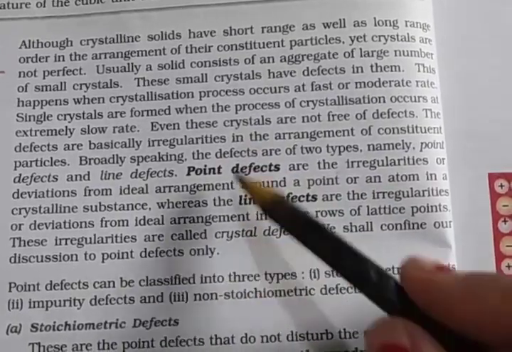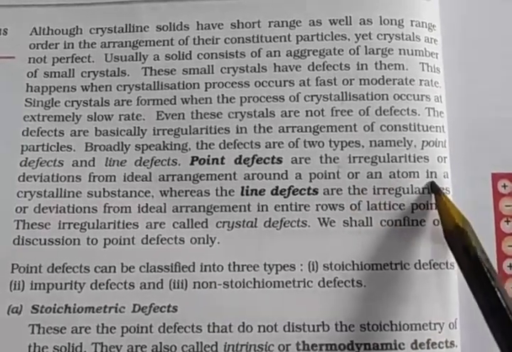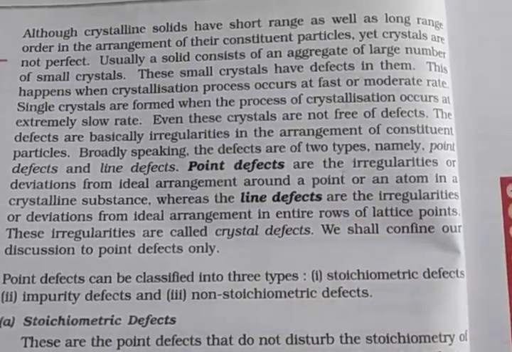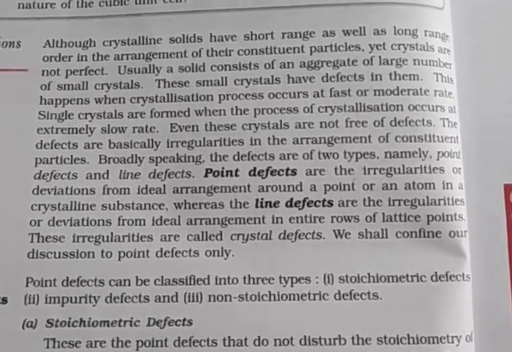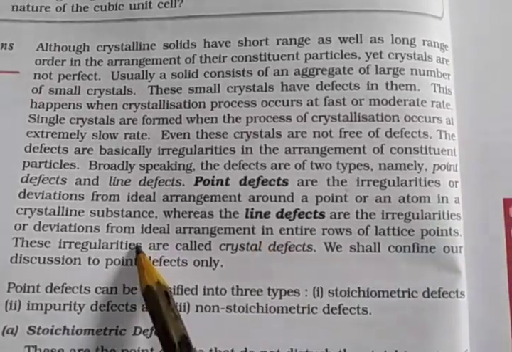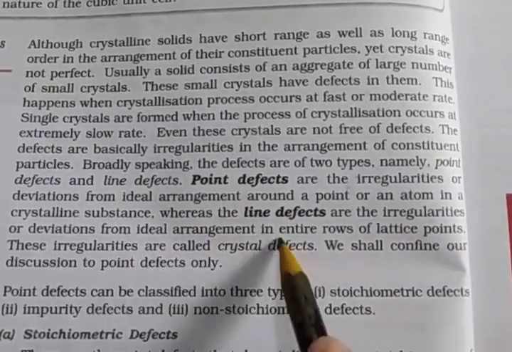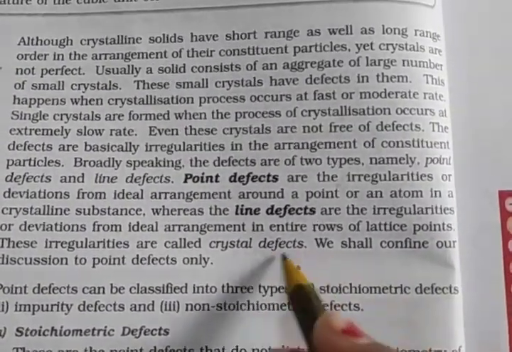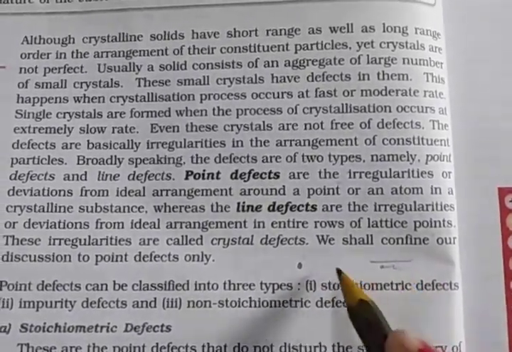What is the difference between the point defect and the line defect? Point defects are the irregularities or deviations from ideal arrangement around a point or an atom in a crystalline substance, whereas line defects are the irregularities or deviations from ideal arrangement in an entire row of lattice points. When defects are created around a point, it is a point defect. When defects are created line-wise, it is a line defect.